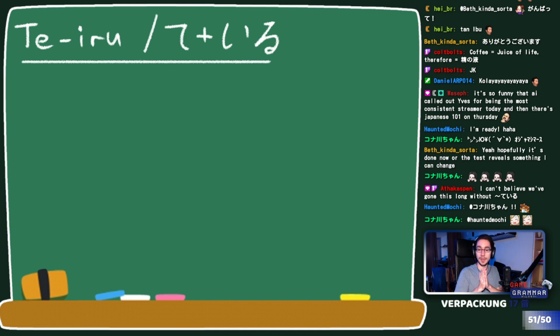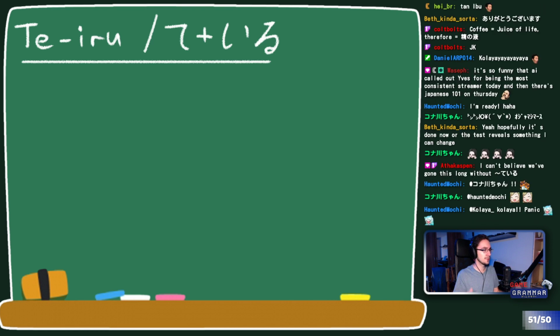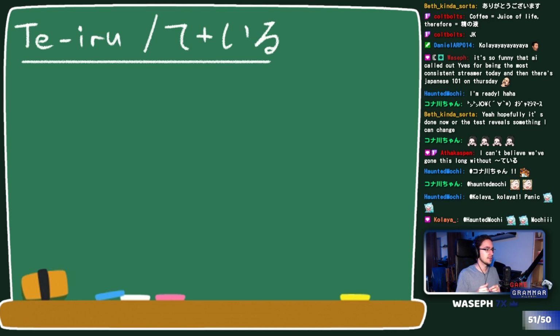Alright, so Atha, you bring up a good point. Why now? Or why not until now? Why did it take me so long to talk about Te-Iru? I feel like to really understand Te-Iru, there's a bunch of bases that you just need to cover. At least in my opinion. So why are we doing it now?